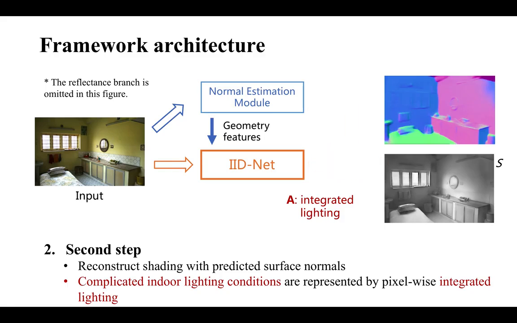Besides feature sharing, surface normal information is further incorporated via rendering. The main challenge in shading reconstruction is how to model the spatially varying lighting conditions in indoor environments. In our work, we propose to represent it by pixel-wise integrated lighting.